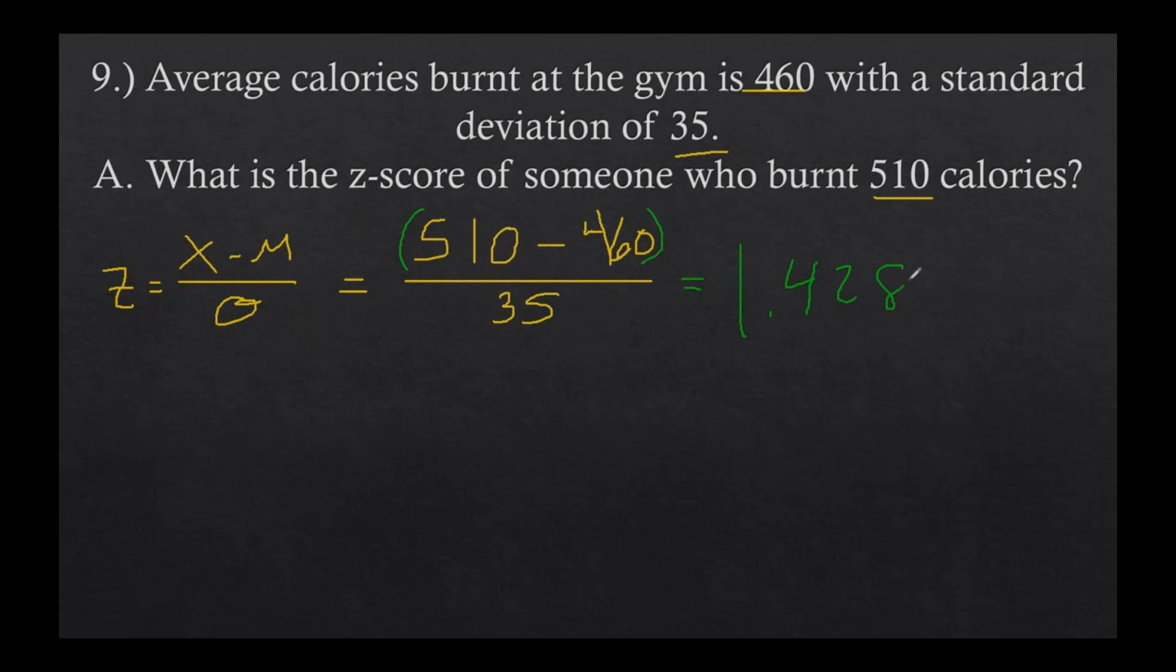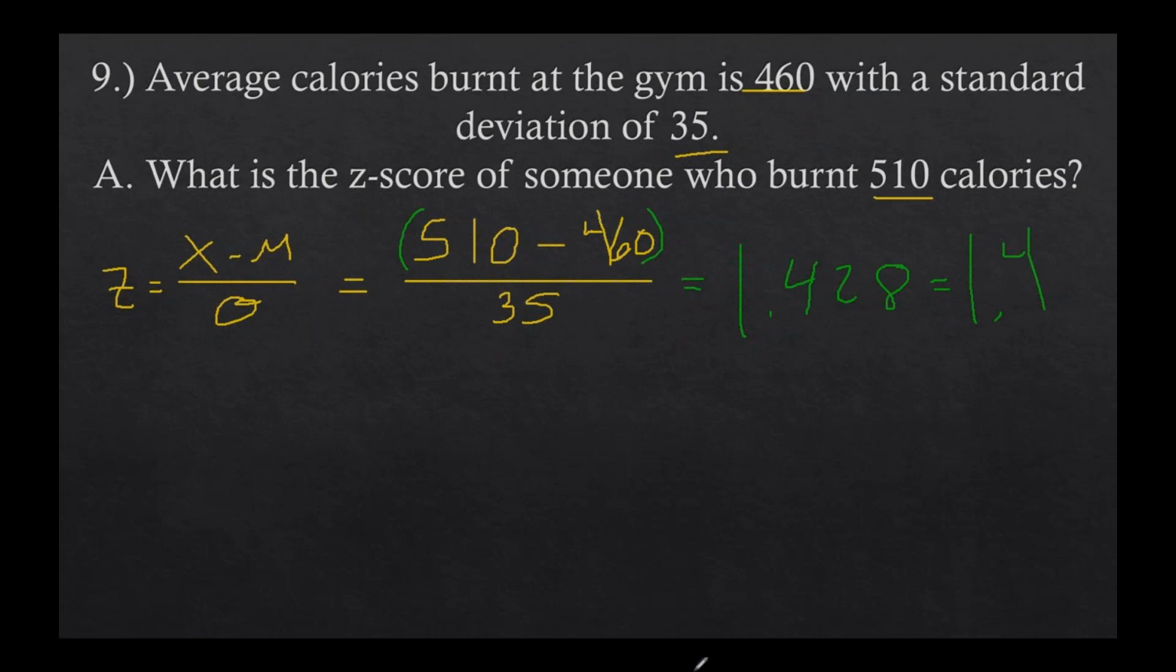So 1.428. Now, if we were in a statistics class, we would have a z-score probability table that's like 2 full pages. Well, we don't, right? We have a z-score table that is half of 1 page, and therefore we're going to have to round. So if you look at our z-score of 1.428, and then you look at the z-scores on our yellow sheet, what is the closest z-score we have? 1.4, exactly. So for this example, if you burn 510 calories, you will have a z-score of 1.4.